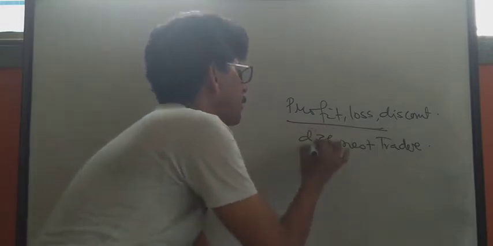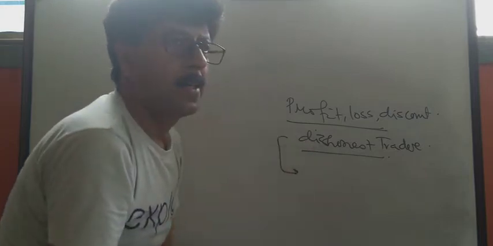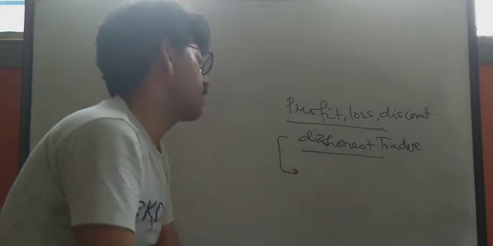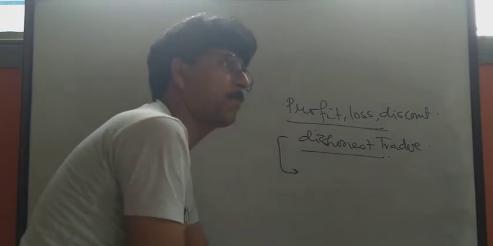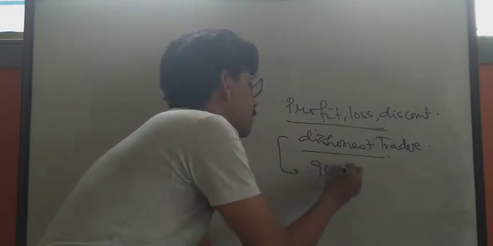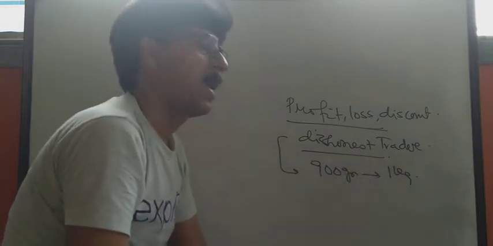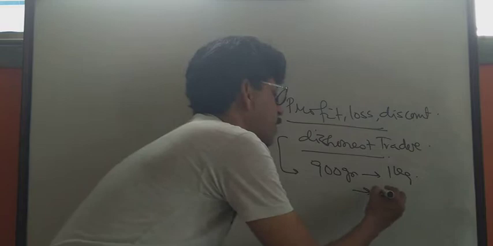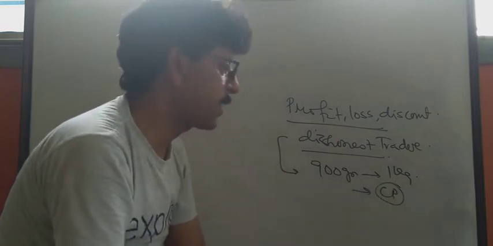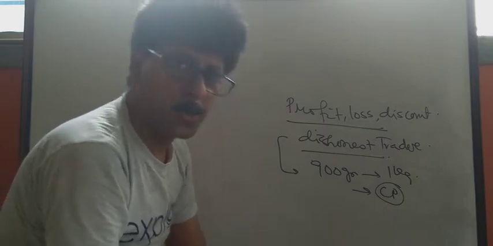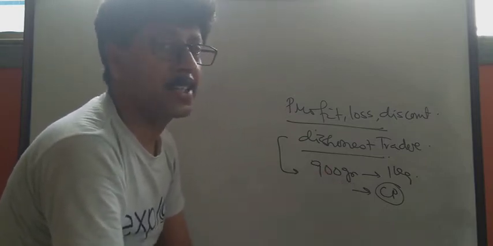Dishonest trader, what is that? The question goes this way: a shopkeeper uses a 900 gram weight instead of 1 kg and sells his goods at cost price, at CP. So whatever be the cost price, at that price he is selling. So there should not be any gain, but he is gaining here. Why? Because of the faulty weight that he is using.